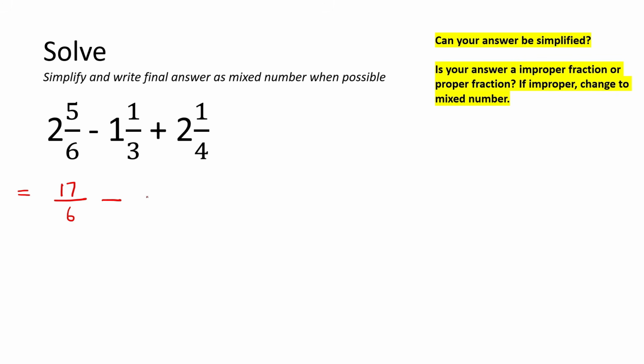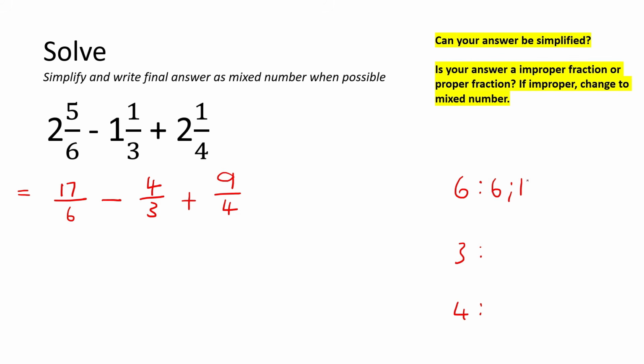Minus, now you put it over 3. Now, 1 times 3 is 3, and 3 plus 1 is 4. And then this one over here, you write it over 4. So you say 2 times 4, which is 8. 8 plus 1 is 9. Okay, now if you look at these bottom numbers, they are not the same. So we need to go and find the lowest common multiple with 6, 3, and 4.